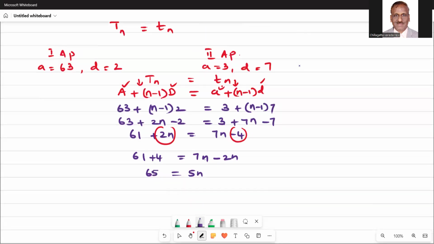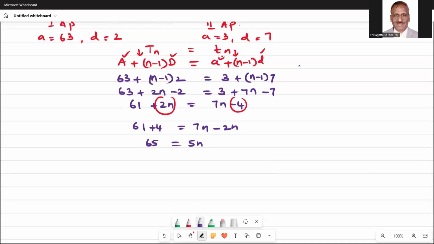So divide both sides by 5. Divide both sides by 5. So 5 and 5 cancel. 5 divides 65 how many times? 13 times. So n is equal to 13. What does this n is equal to 13 indicate here? When the two APs are written, the 13th terms of both the APs are the same. So capital T13 is equal to small t13.